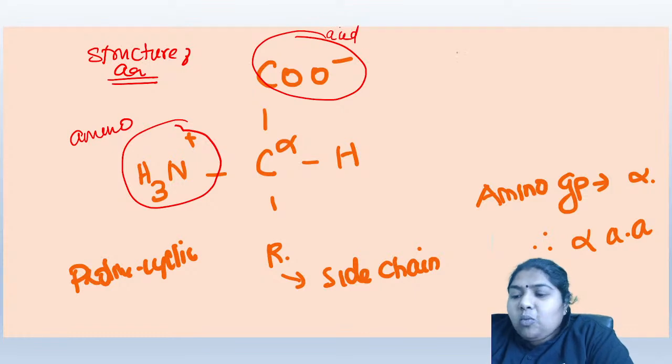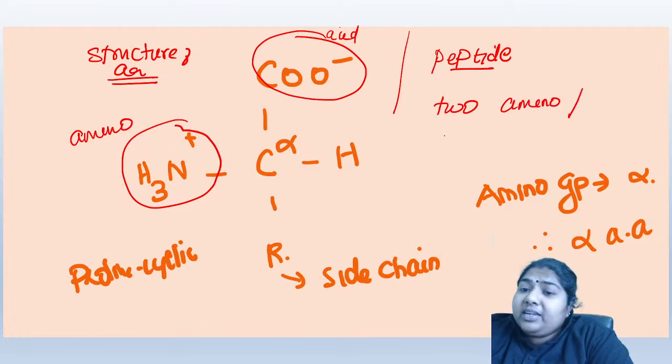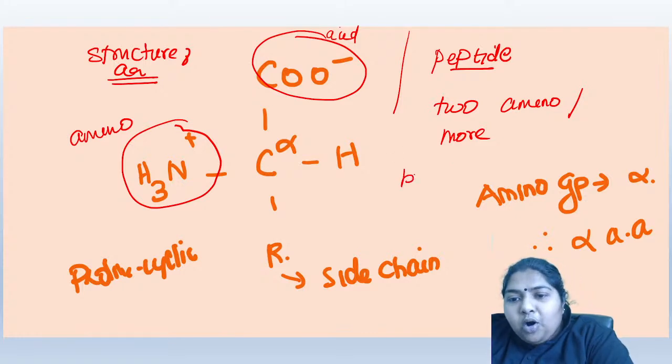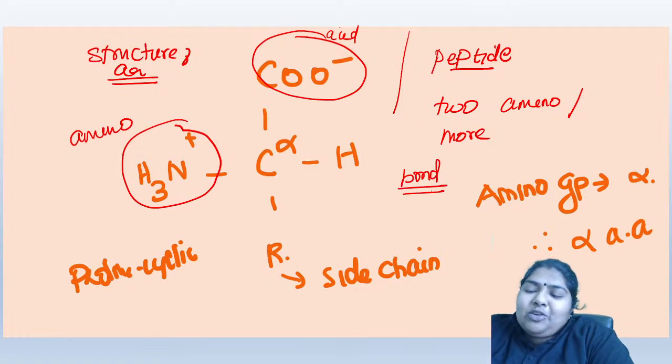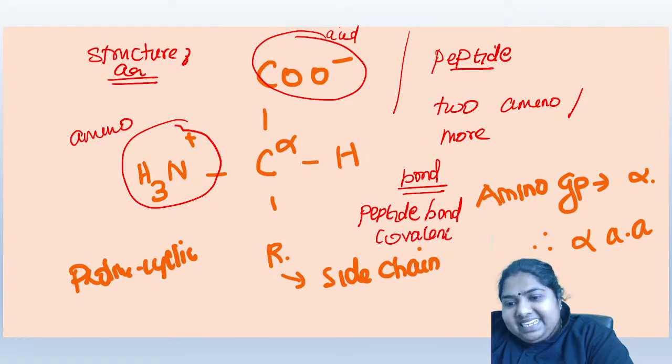Right. So what do you mean by a peptide? A peptide is nothing but two or more amino acids. Two amino acids or even more amino acids, they are going to come together and form a bond. What kind of bond do they form? They form a peptide bond. And what is the nature of this peptide bond? It is going to be covalent in nature.